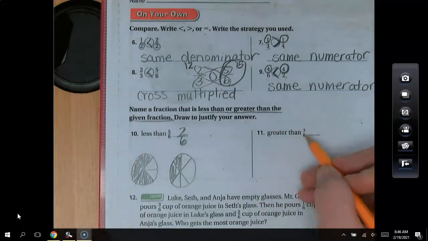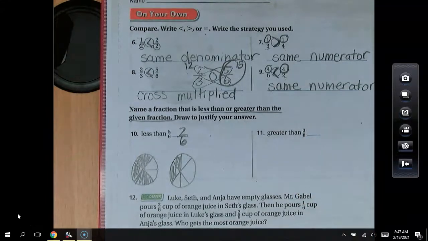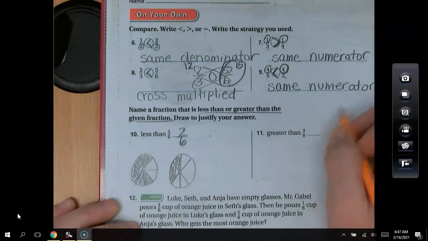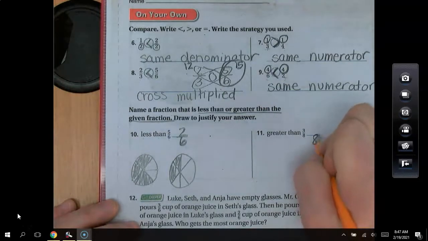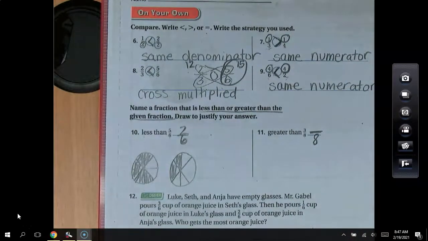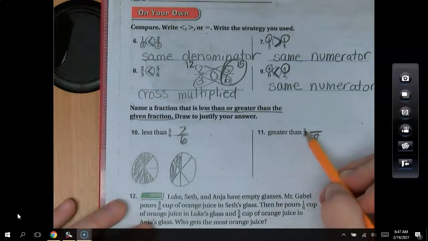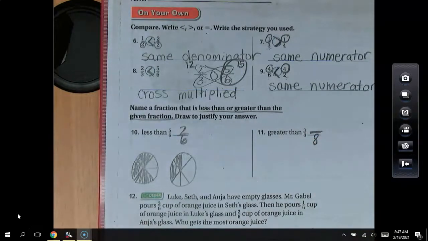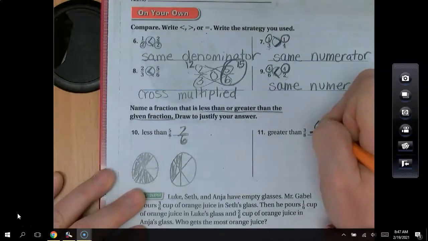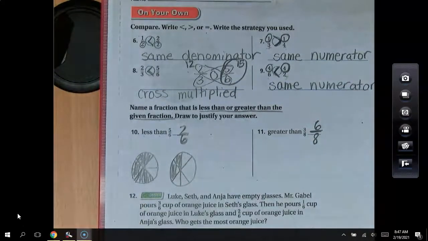Greater than 3/8. So if we're greater than 3/8, well, again, keep the same denominator. I promise it will be easier. So I'm just going to keep the same denominator. And I need something greater than 3/8. So greater than the number 3: 4, 5, 6, 7, 8. Any one of those numbers will work, okay? Let's do 6.